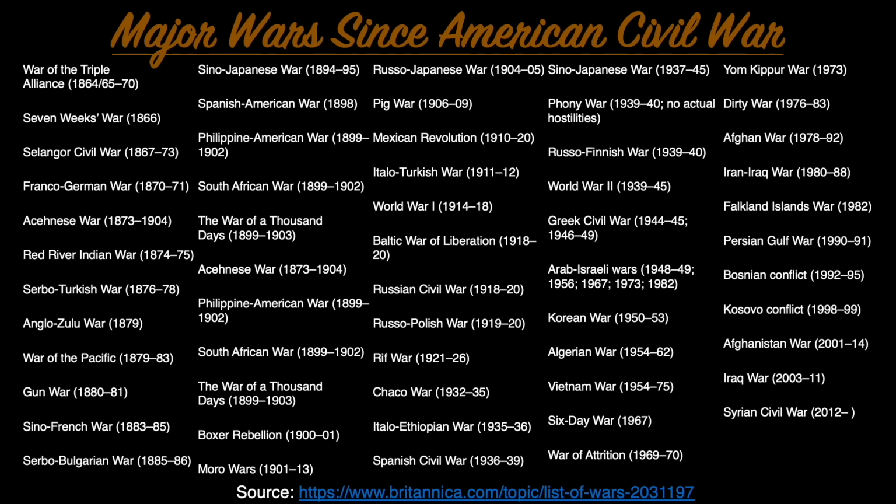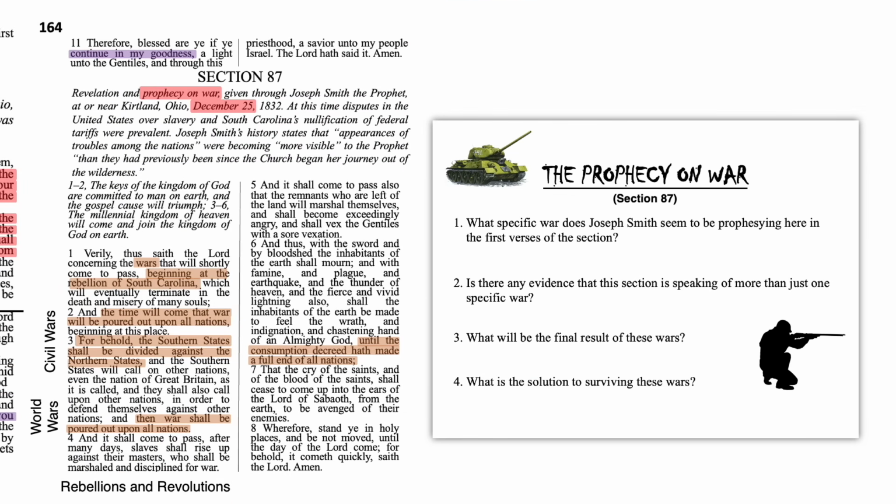And along with those wars, we'll also see earthquakes and famines and thunderings and lightnings, both literal and spiritual, in the last days. But eventually, these wars will lead to a full end of all nations, like Daniel prophesied in his dream. And the only nation that will remain on earth will be the kingdom of God.